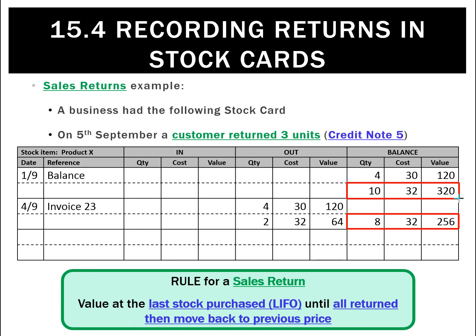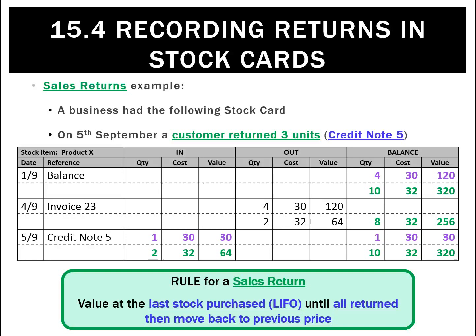So what I better assume is that 2 of them come back at the last price, which is $32. Then it says here, then move back to the previous price. So what I better do is value that third one at $30, like so. So what does that look like? So in our stock card, we'll put the last ones on the bottom, 2 at 32. We'll move back up to the $30 units, and we'll end up with 11, but we can't value all of them at $32. We'll have 10 at 32 and 1 at 30.